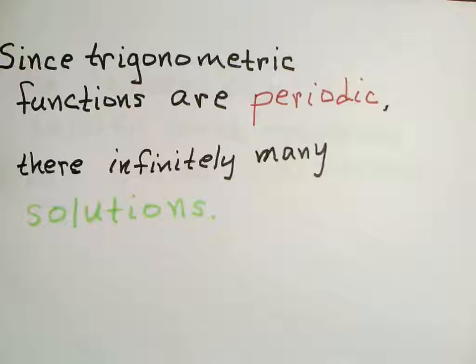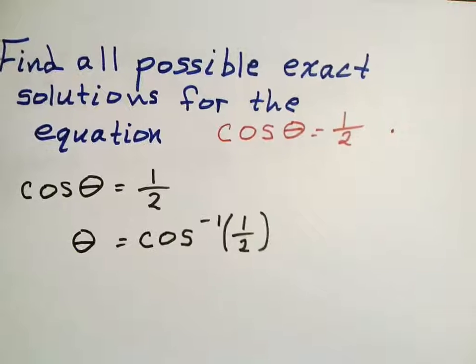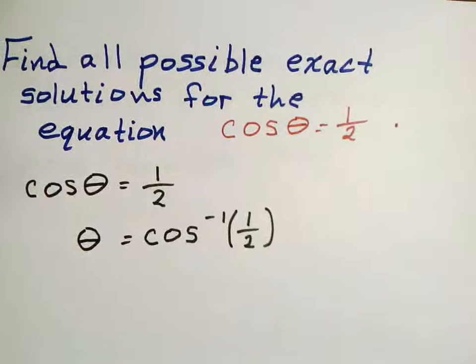Trigonometric functions are periodic. That means that they repeat like every 2 pi units. Therefore, we're going to have infinitely many solutions. We're going to solve this equation. We're going to find all possible exact solutions for the equation cosine of theta is equal to 1/2.